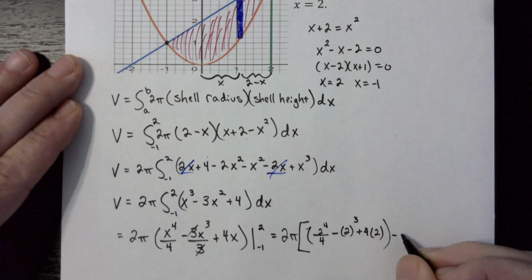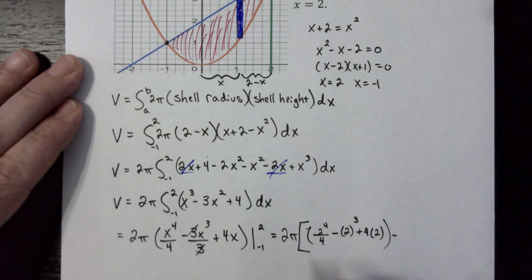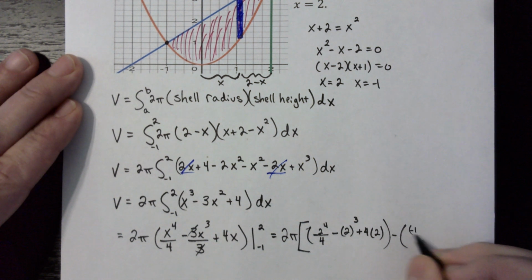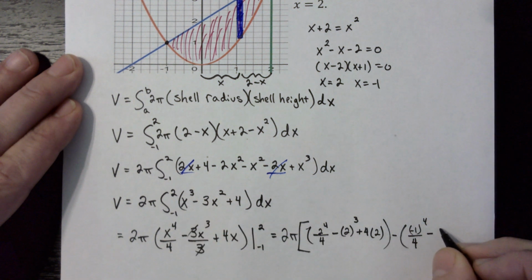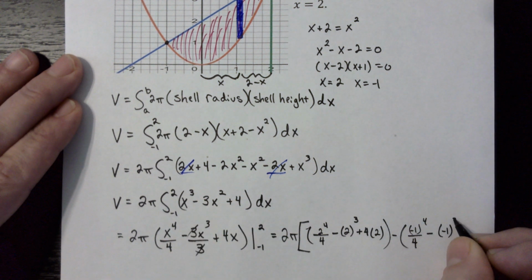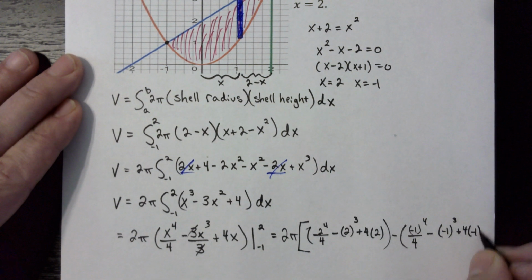Now we'll subtract. We don't need another 2 pi because it's out in front of this entire thing here. Okay, now I'm going to plug in the -1. So it'd be -1 to the 4th over 4. Okay, the 3's are still canceled. So it'd be minus, and we're plugging in a -1 cubed. Okay, and then plus 4 times -1. Close that parentheses, close the bracket.